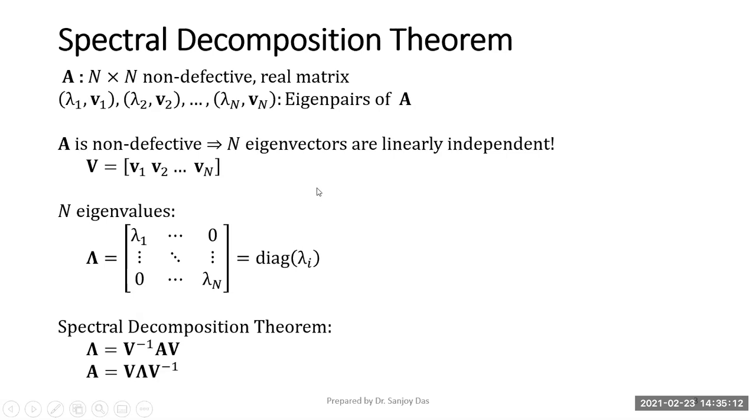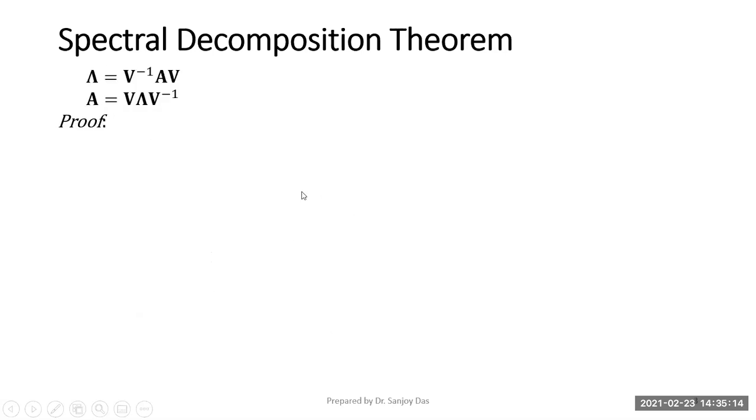And let's see how it works. So this is what we have to prove, the spectral decomposition theorem: lambda equals V inverse AV and A equals V lambda V inverse. Now, by definition, we know that if lambda 1, v1 are one eigenpair, then Av1 equals lambda 1 v1. Likewise, Av2 equals lambda 2 v2, until Avn equals lambda n vn.